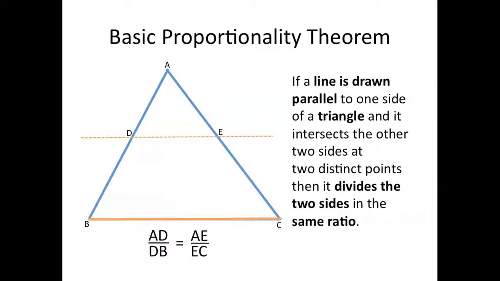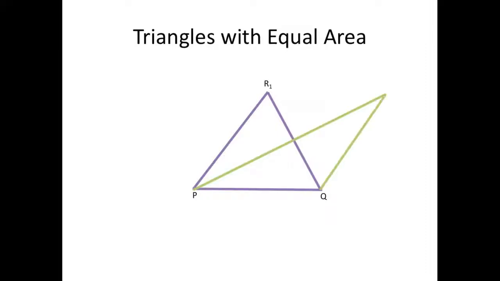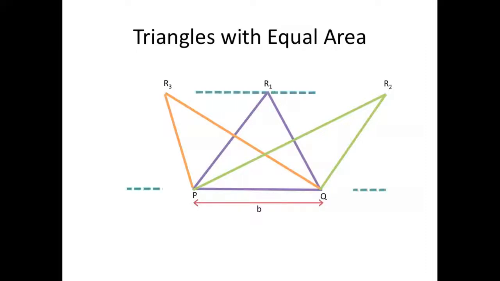But to understand this proof, we need to understand triangles with equal area. So we have this triangle with base PQ. And from this base, we draw another triangle with base PQ and this other triangle with base PQ. Now notice that all three of these triangles share the same base. And also, if you draw out parallel lines, you can see that they also share the same height.